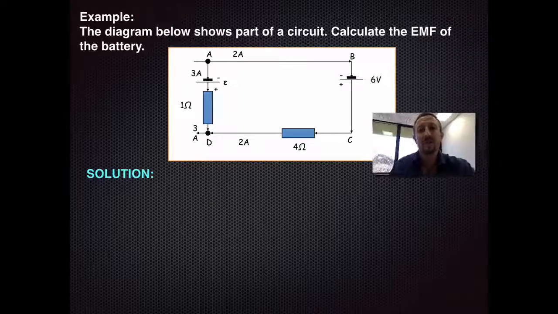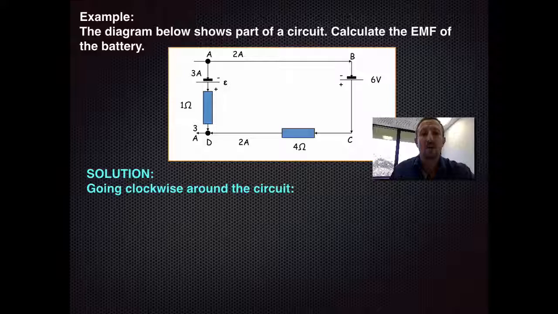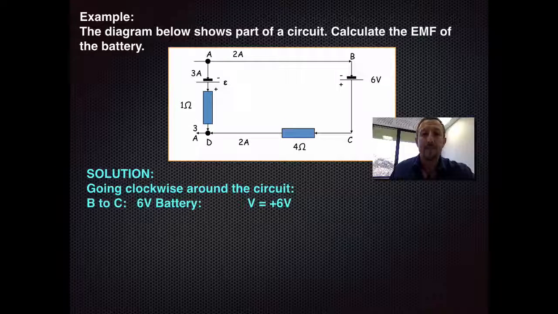So here we're going to look at a diagram which shows part of a circuit, and we're going to calculate the EMF of the battery. So we want to know what the EMF of the battery epsilon is between point A and D. So what we do, we start off on one side and we go round conventionally. We're going to go clockwise round. You can see the arrows going clockwise round. So we're going to start off by looking at B and C.